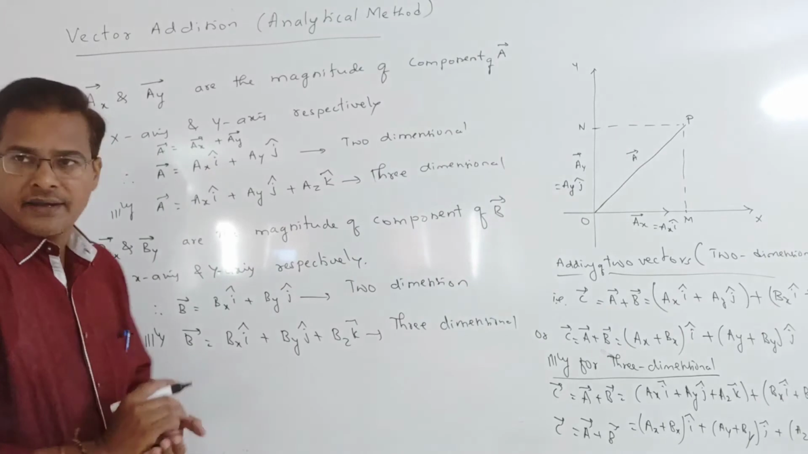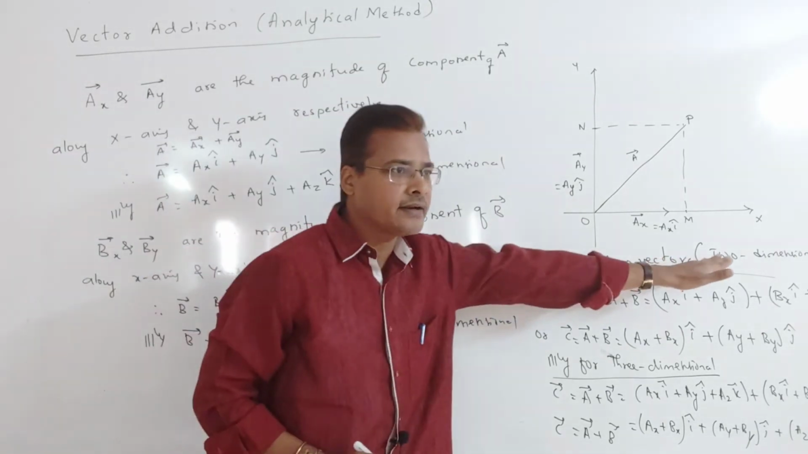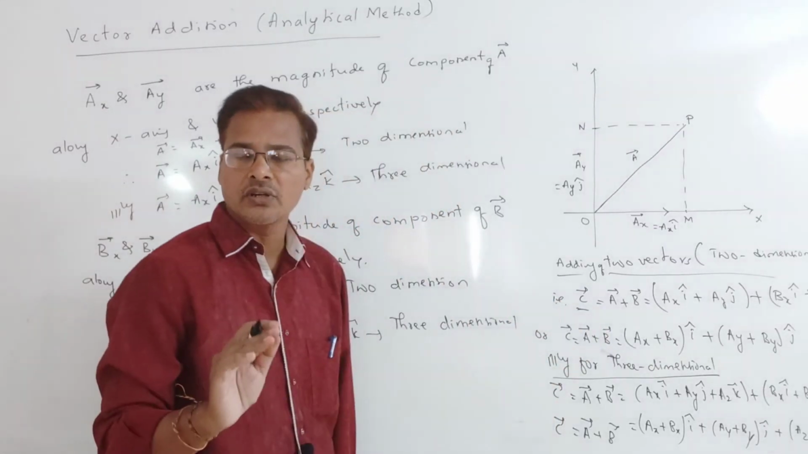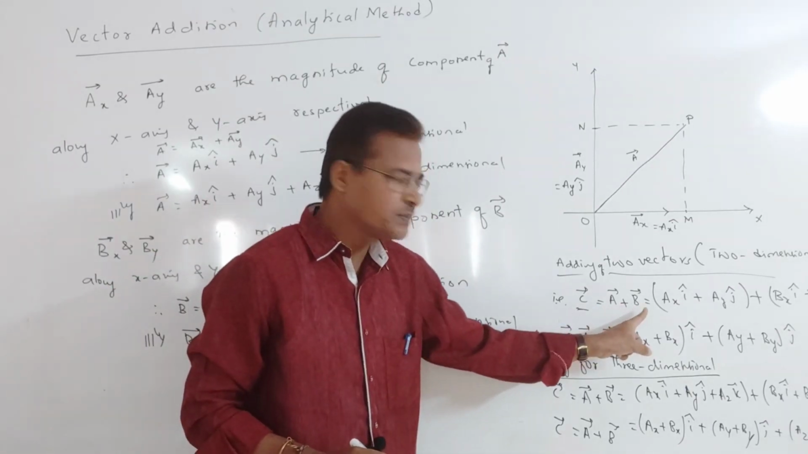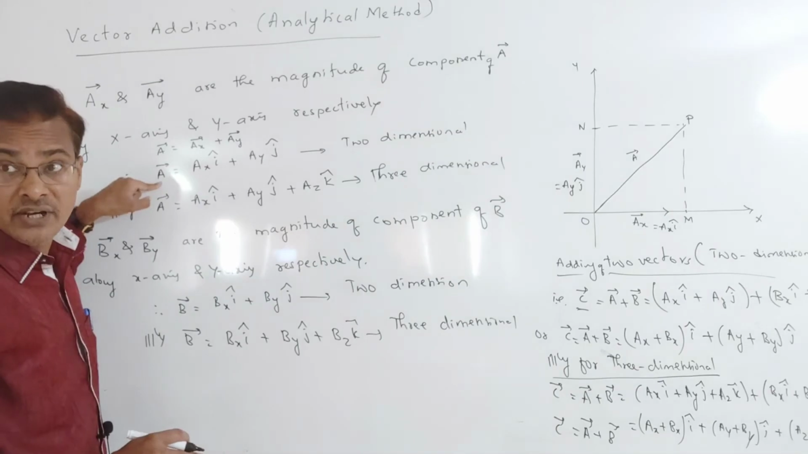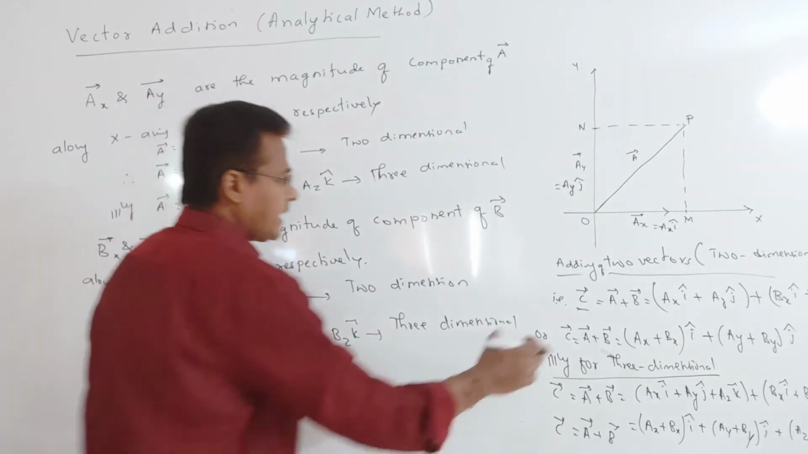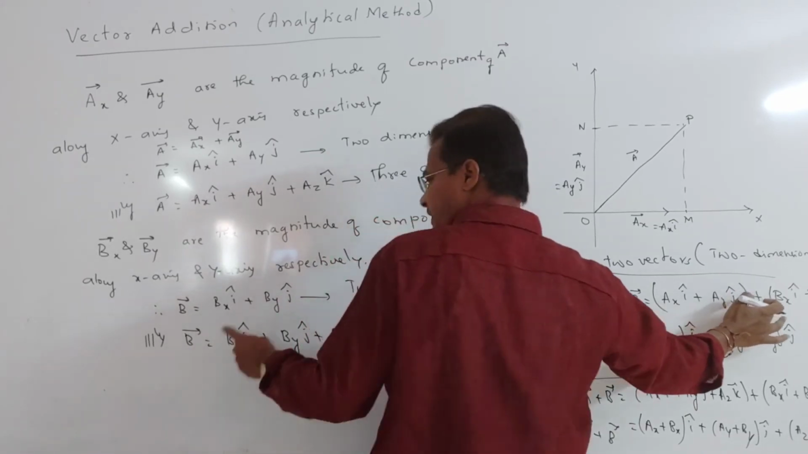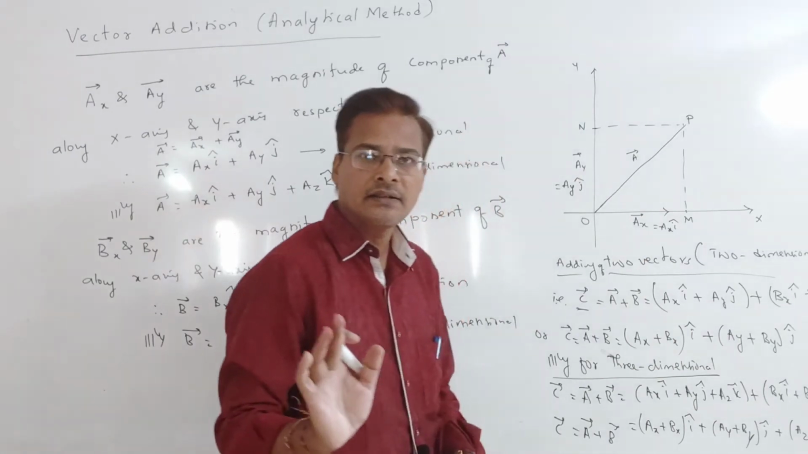So we want to add two vectors. How are we going to add? For 2-dimensional only we have taken. C is the resultant vector. So C vector equals A vector plus B vector. A vector means, from here 2-dimensional we have taken, Ax i cap plus Ay j cap. That I have substituted here. Plus sign. Again B vector means Bx i cap plus By j cap. Understood?